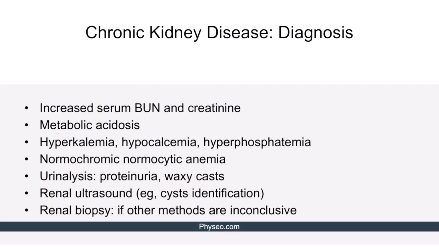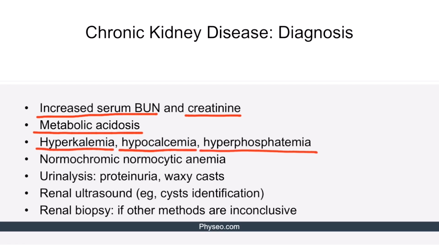Diagnosis is confirmed with laboratory investigations. There is increased blood urea nitrogen and creatinine due to impairment of renal clearance. Metabolic acidosis ensues as the kidney is not able to remove excess hydrogen ions. Similarly, there are electrolyte imbalances such as hyperkalemia and hyperphosphatemia due to lack of excretion of potassium and phosphate, respectively.